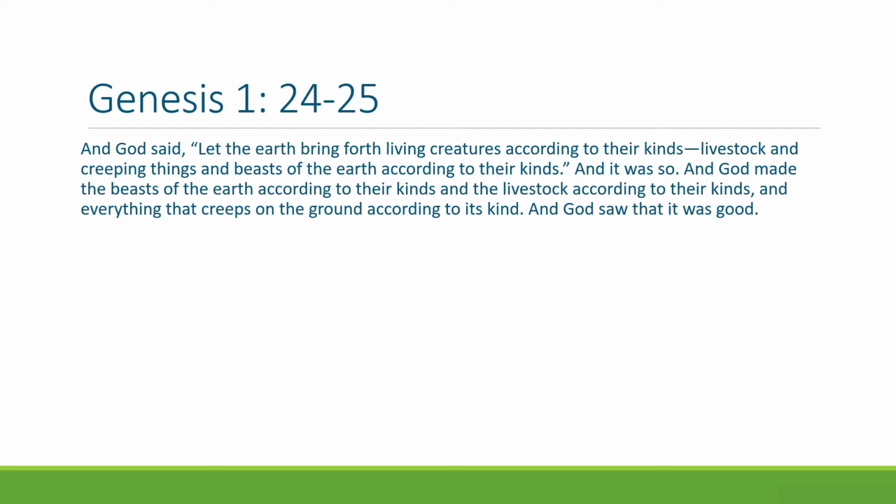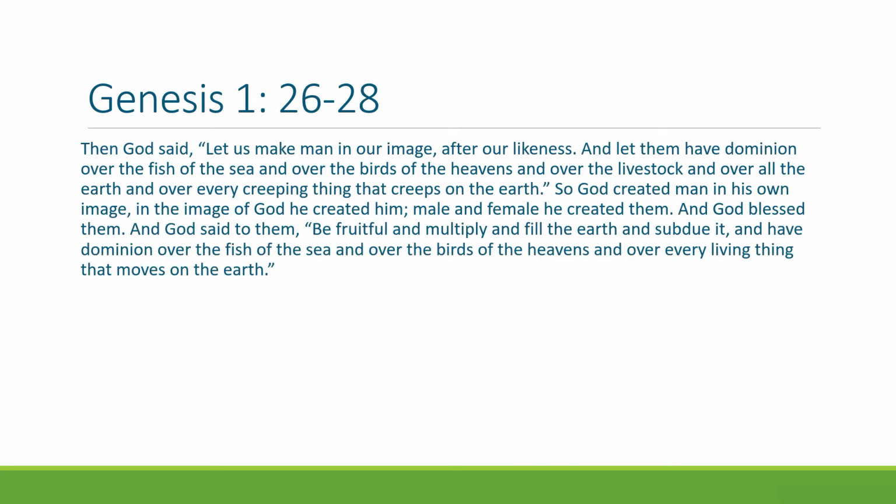Then God said, "Let us make man in our image, after our likeness, and let him have dominion over the fish of the sea, and over the birds of the heavens, and over the livestock, and all the earth, and over every creeping thing that creeps on the earth." So God created man in his own image. In the image of God he created him, male and female he created them.